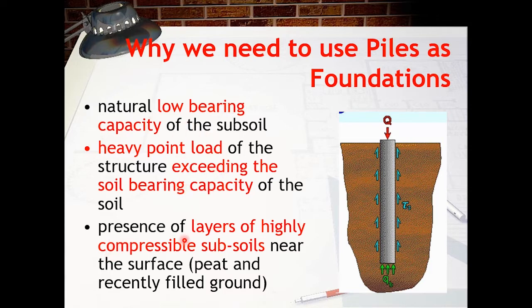Next, presence of layer of highly compressible subsoil near the surface. For example, peat soil. Disebabkan tanah ada macam-macam layer, ada macam-macam jenis dan lapisan, dan ada juga tanah yang lemah. Contohnya peat soil ni, jadi dia akan lebih senang untuk compress. It's a compressible subsoil. We need the foundation untuk increase the bearing capacity of the soil.